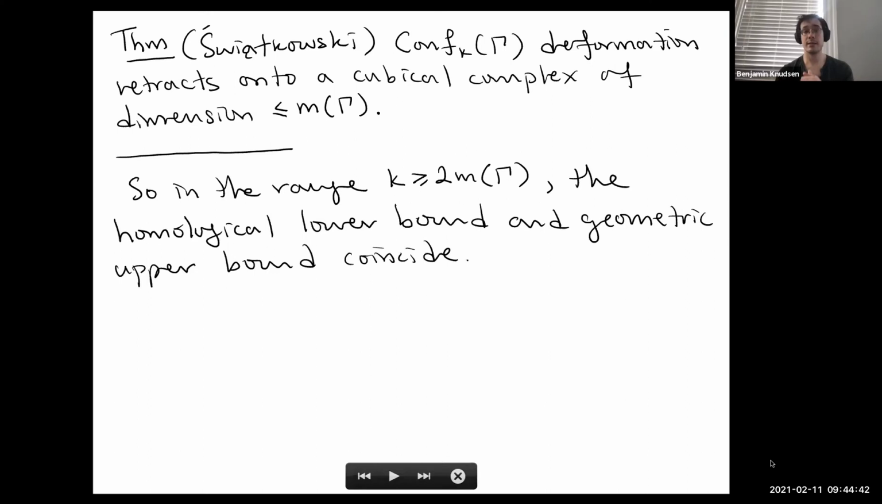So what this says is that as long as you're in the large enough number of points range, the homological lower bound from this torus and the geometric upper bound from this cubical complex agree. And so that is actually the dimension. And that's independent of k for large enough k. So what the theorem is saying is that actually TC is twice the dimension, as long as you are in the range where that is in fact the dimension. Questions about any of this so far?